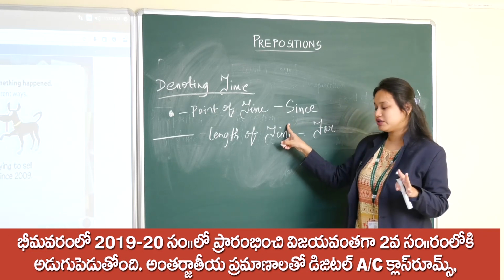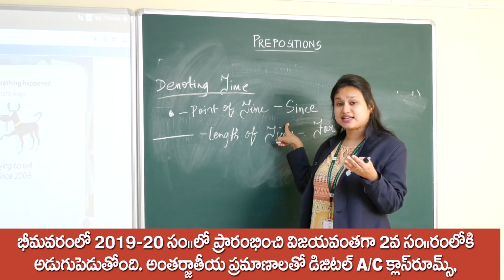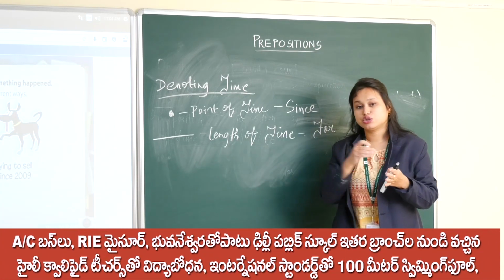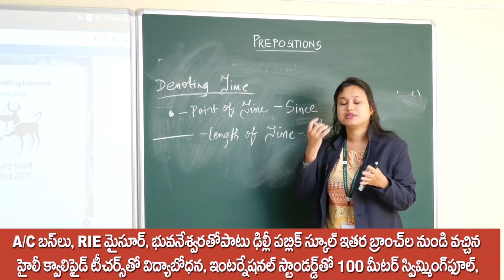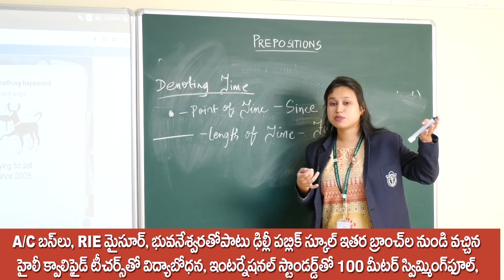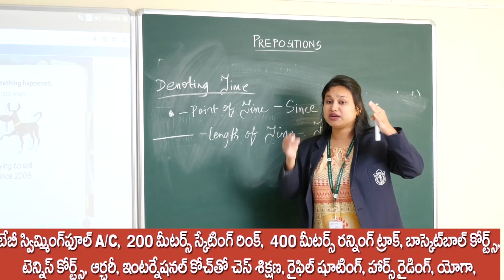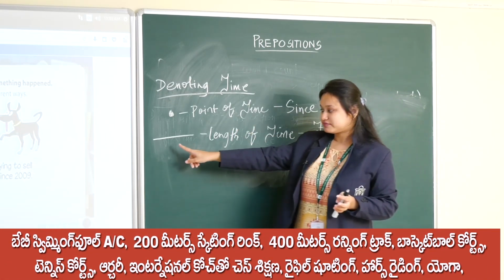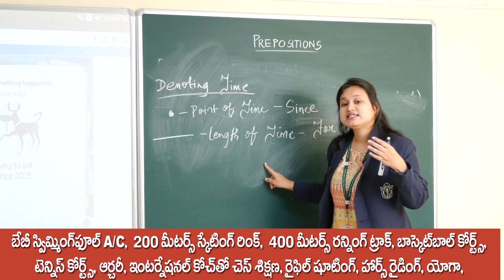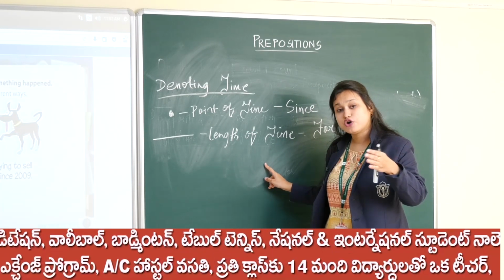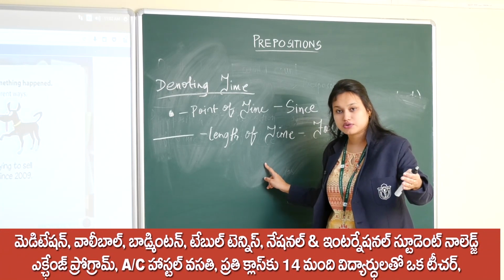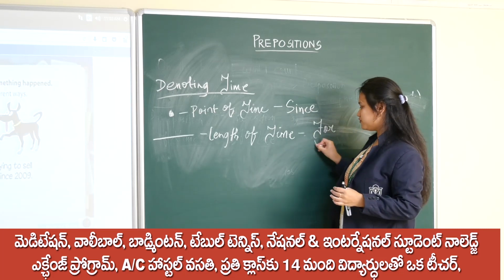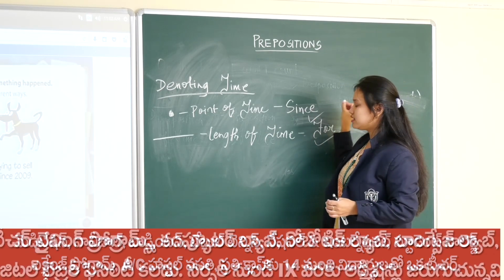So I gave you one example. He has been unwell since Monday. Today is Friday, or Saturday, or maybe some other day. So he has been ill since Monday means I am saying that from the day of Monday he has been ill. So that is a point of time. Length of time: he has been sick for 3 days, for a week. 3 days, a week is a length of time. There I am using for, and for a point of time I am using since.